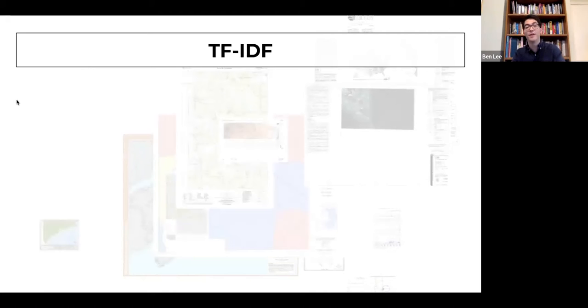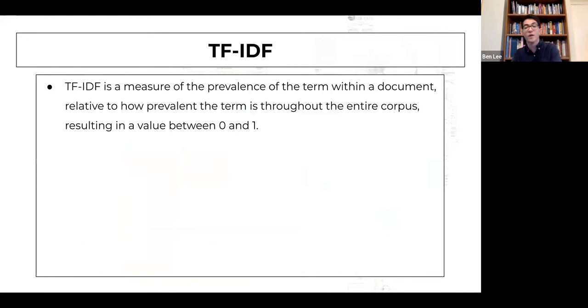So let me very briefly give an introduction to what TF-IDF is. This is term frequency inverse document frequency, which is a measurement of the prevalence of a term within a document relative to how prevalent the term is throughout the entire corpus, which gives you a value of 0 to 1. So for a whole bunch of terms in these documents, we can evaluate the term frequency inverse document frequency, which effectively gives us a featurization, or some sort of numerical representation, of each document. And the higher the number, the more prevalent that term is to that document relative to the other documents in the collection.